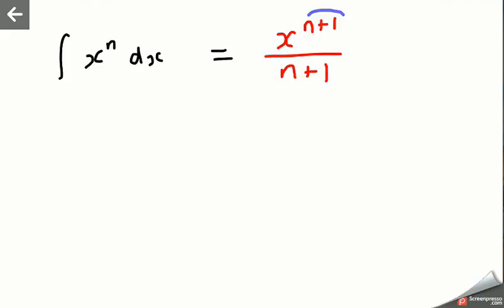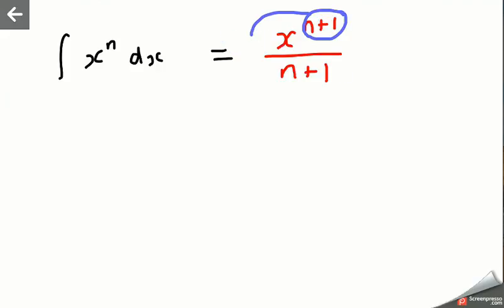Because when we differentiate this thing, we're going to bring n plus 1 down to the front, and then that's going to cancel with the n plus 1 on the bottom, because n plus 1 divided by n plus 1 is 1, because anything divided by itself is 1. So we get rid of that, and also we're subtracting 1 from the top, so we're actually just left with x to the power of n as we wanted.